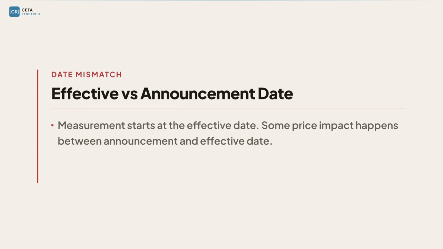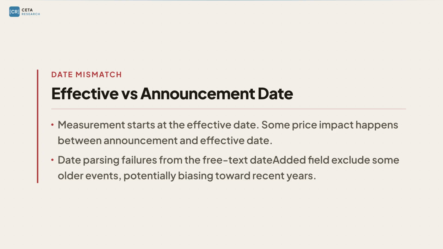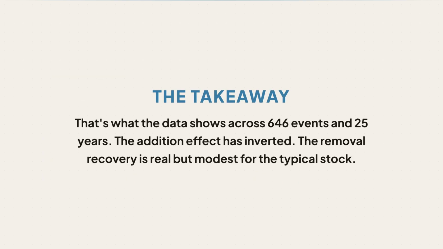Our measurement starts at the effective date, not the announcement date. Some of the price impact, possibly most of it on the addition side, happens between announcement and effective date. We capture only the post-effective portion. Date parsing failures from the free text Date added field also mean some older events are excluded, potentially biasing the sample toward recent years where the front-running effect is stronger. That's what the data shows across 679 events and 25 years.